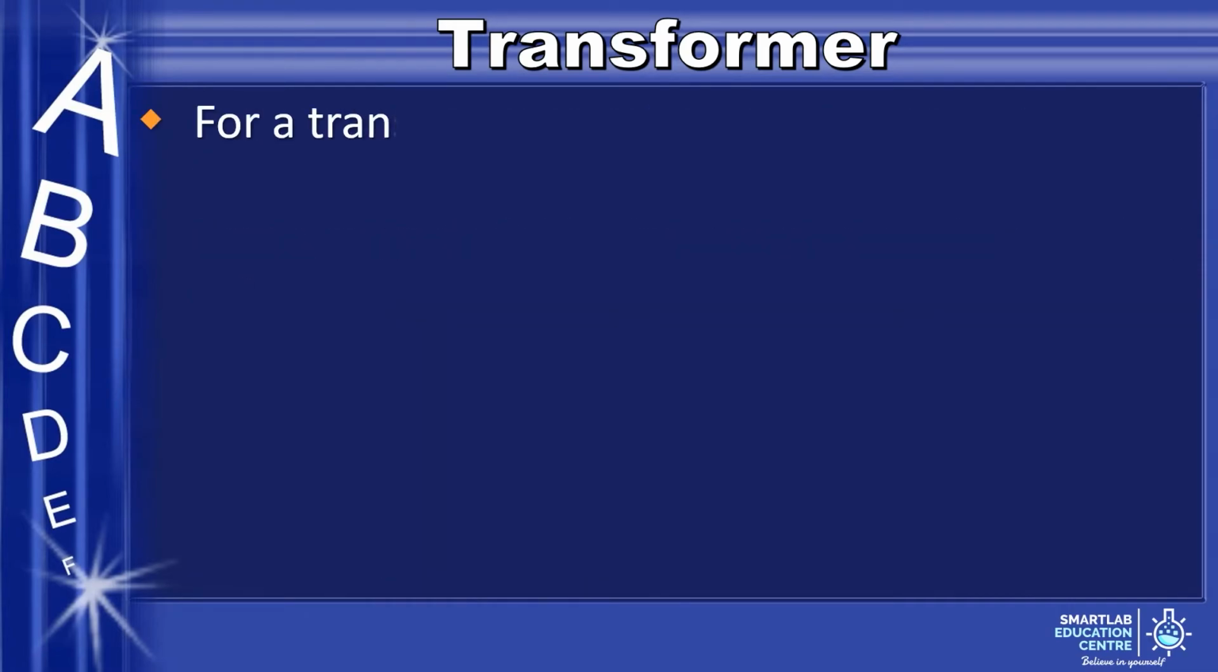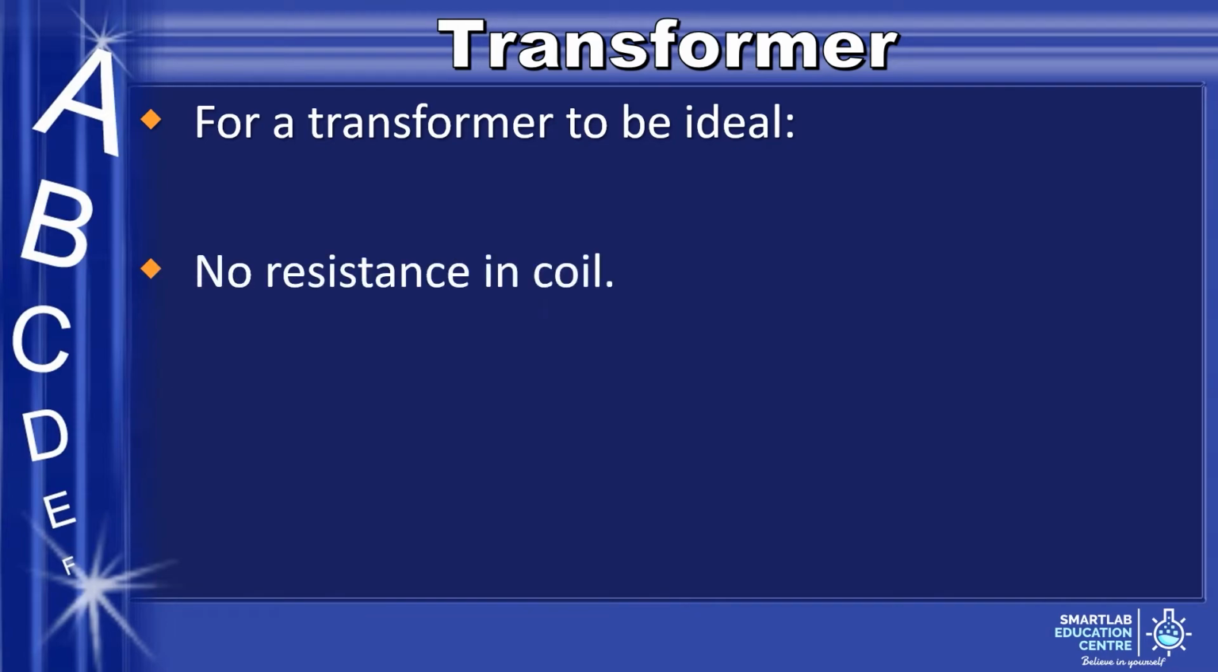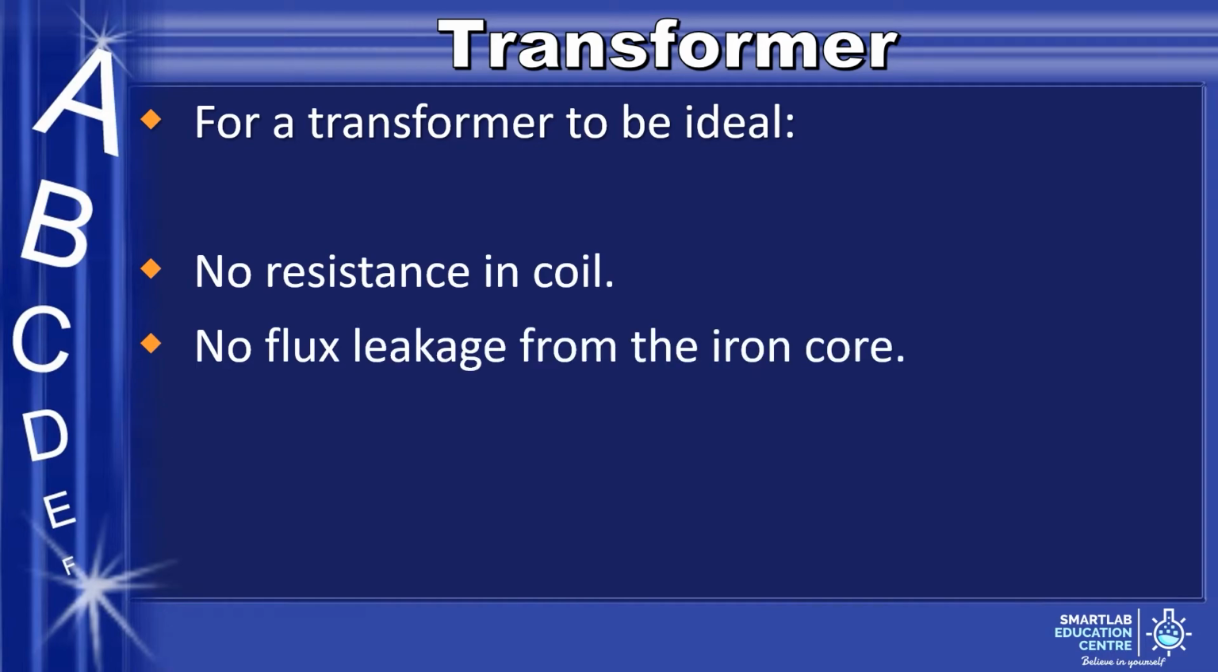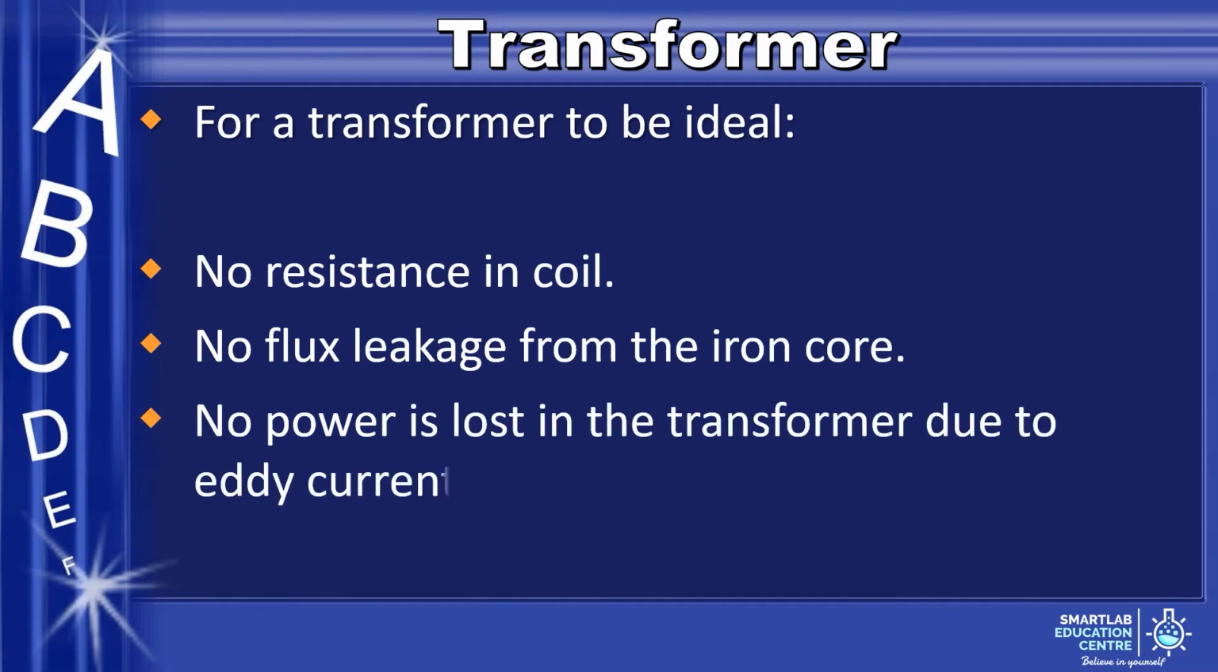There are a few ways to make a transformer ideal. Firstly, there should be no resistance in the coil. Next, no flux leakage from the iron core. In other words, all the magnetic field lines should not leak out of the transformer. Lastly, no power should be lost as heat in the transformer due to eddy currents.